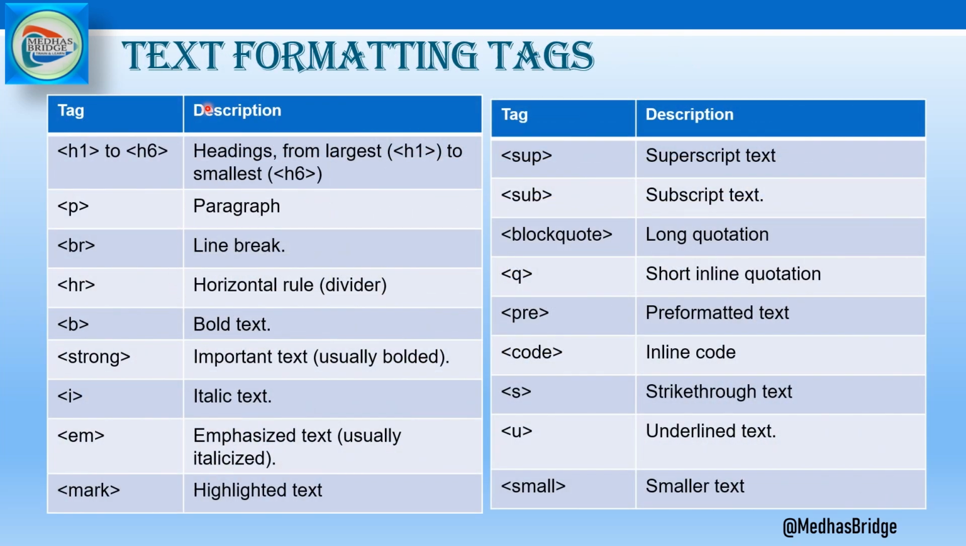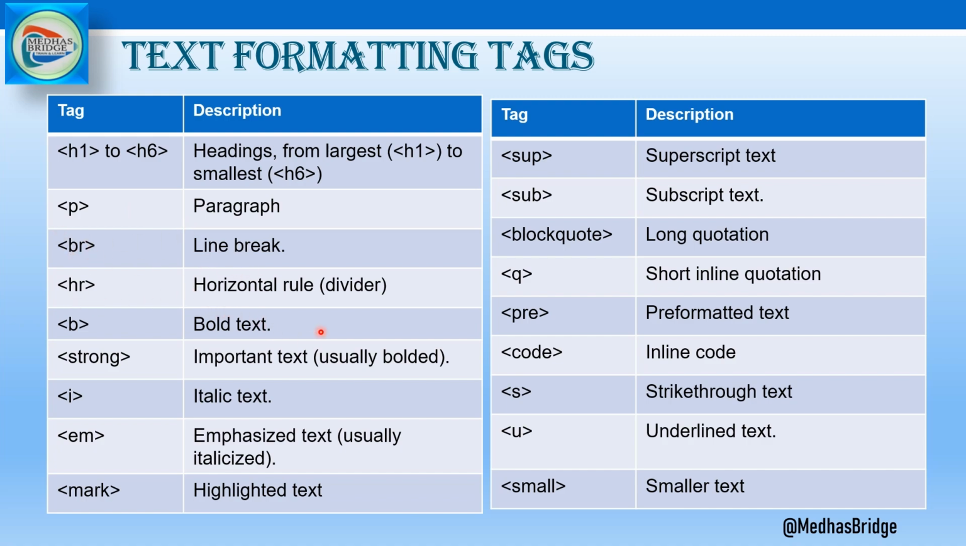Let's look at text format tags. We have different formatting tags for text. Let's say for example headings, we require different sizes, right? So what HTML supports is 6 levels, H1 to H6. H1 is the largest one, H6 is the smallest one. We have a paragraph tag. P is a paragraph tag. BR means a line break tag.